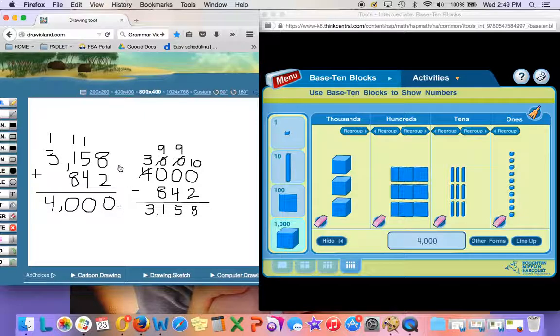Inverse operations are a great way to show that you're correct and check your work to see if you are correct. I hope you enjoyed my video and understand a little bit more about how to subtract when you have a number with many zeros in its place value digits.